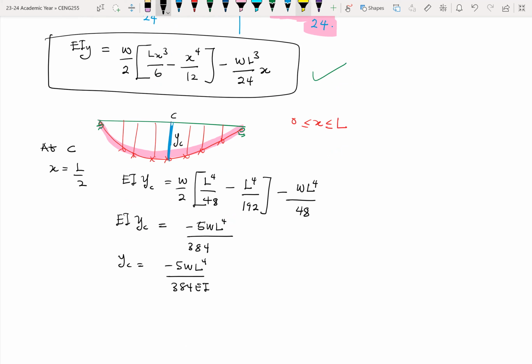So here we have the deflection at C due to this UDL acting on a simply supported beam. Okay. The negative in front of the equation here just indicates that we are looking at a downward deflection. So this is for a downward deflection.